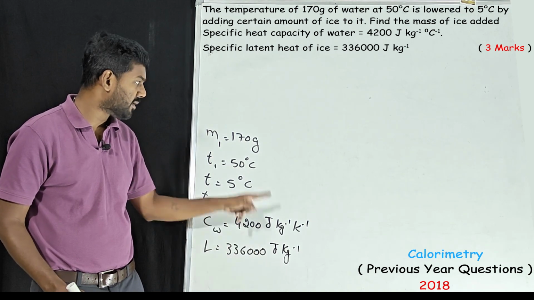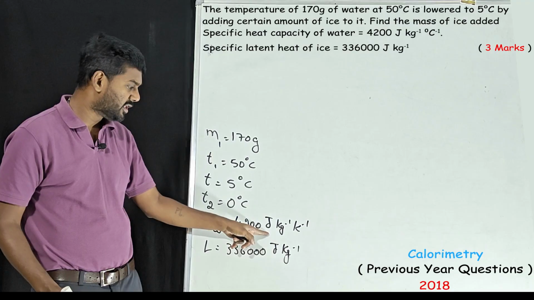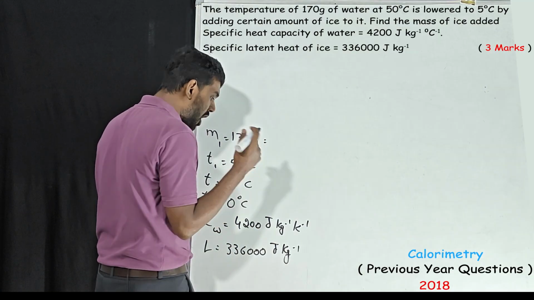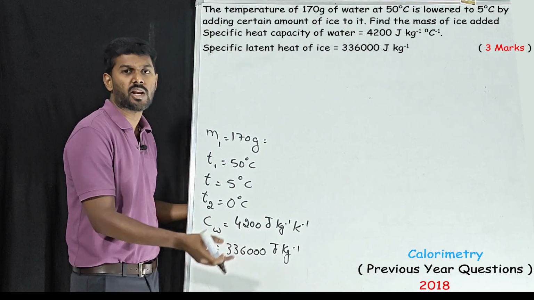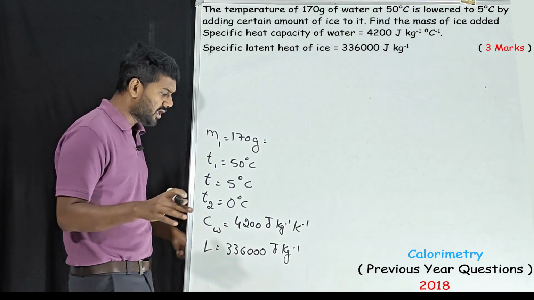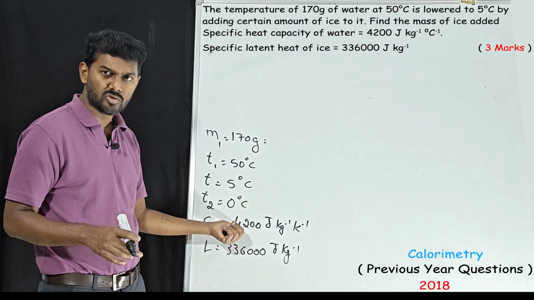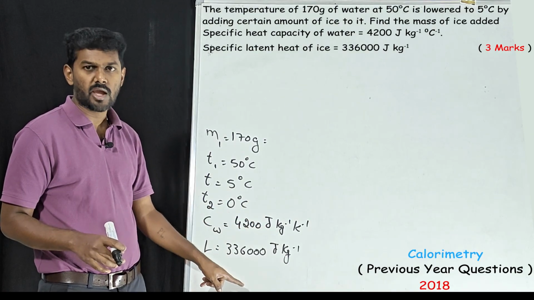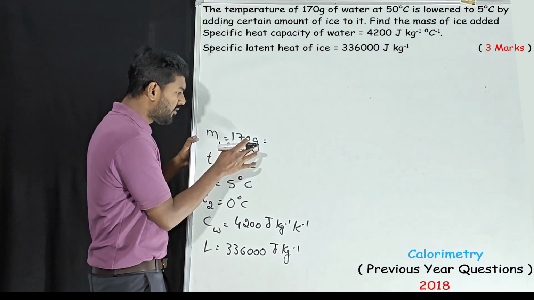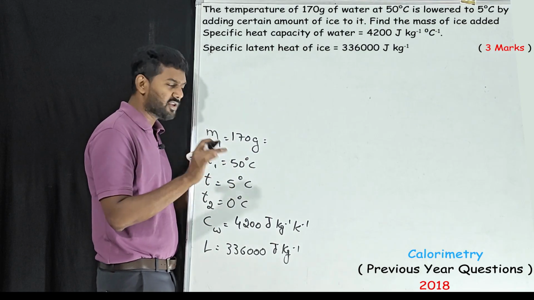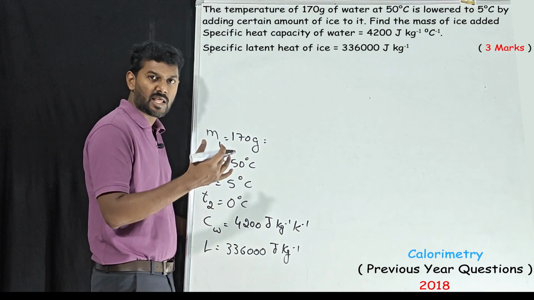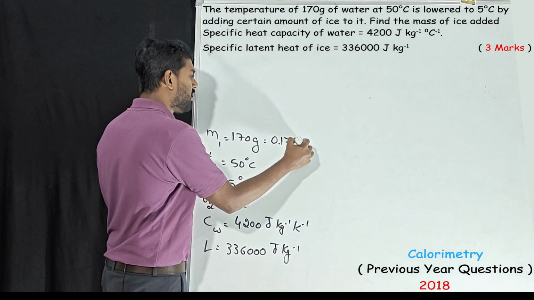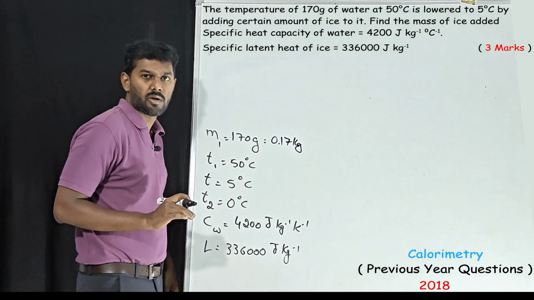If these two are in grams, the mass should be in gram. Anyhow, these two are in kg. You can convert the mass into kg, or you can convert these two to gram. Anything is fine. If you convert, it becomes 4.2 joules per gram per Kelvin, and this becomes 336. Any way is okay, as long as you get the correct answer. So 170 gram is 0.17 kg. This you should keep in mind.